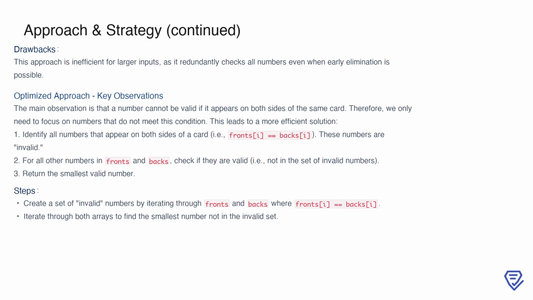The optimized solution involves two main steps. First, we identify all numbers that appear on both sides of any card; these are the invalid numbers. Then, we scan the fronts and backs arrays to find the smallest number that is not in the invalid set. This allows us to eliminate unnecessary checks and drastically improve the efficiency of our solution.